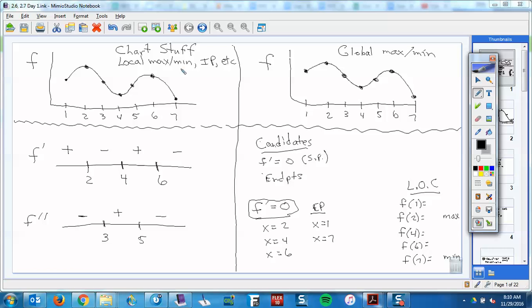Now, what does this tell me about the F graph? F double prime negative, concave down. And then what's this tell me? Concave up. Concave down. So what's that tell me about 3 and 5? They are inflection points. But if this would have gone negative, negative, would 3 be an inflection point? Because it'd be concave down, there wouldn't be a change, right? So concavity and inflection points are told by that number line. Does that make sense? So that's why I call that chart stuff.